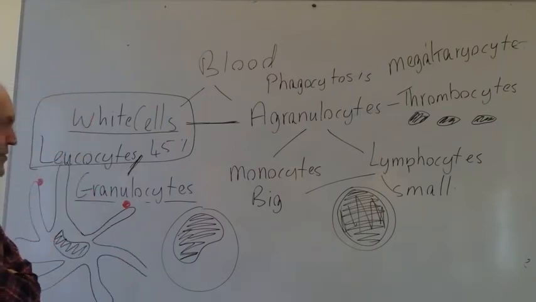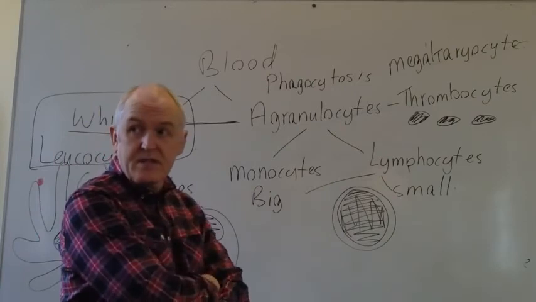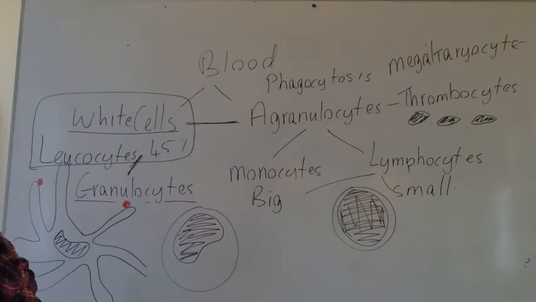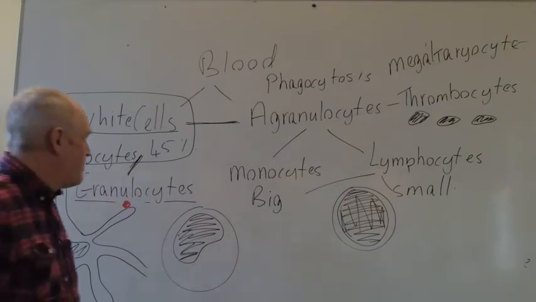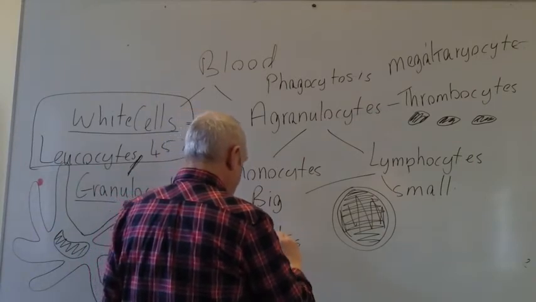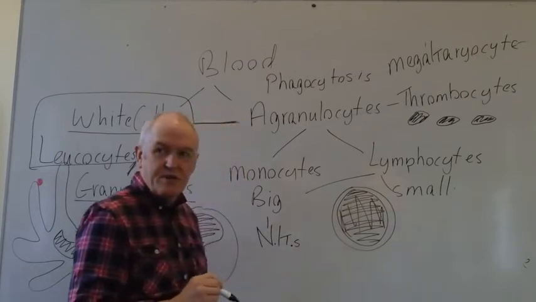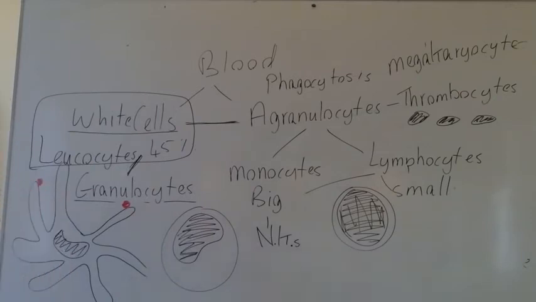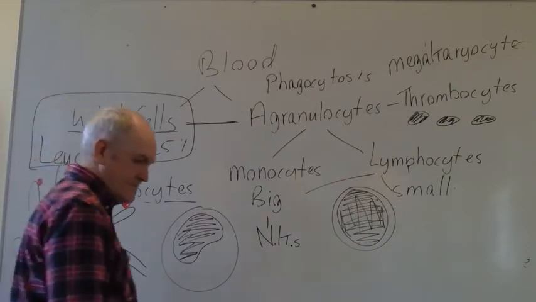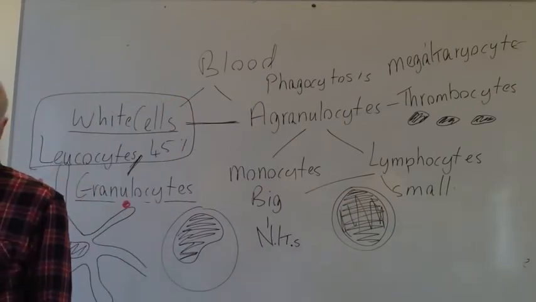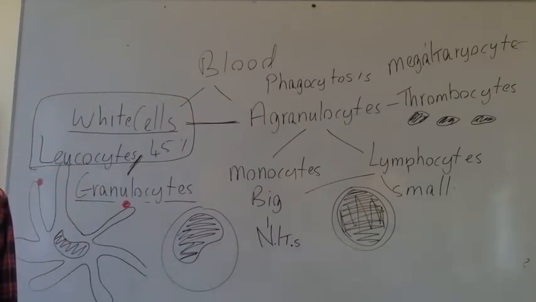Now, these are both immune cells, because that's what white cells do, isn't it? They combat infection. We've noticed different white cells combating infection in different ways. But the big ones are the NKs. That stands for natural killers. So the big lymphocytes are natural killers, NKs. And that's what they do. They kill. They are great killers.